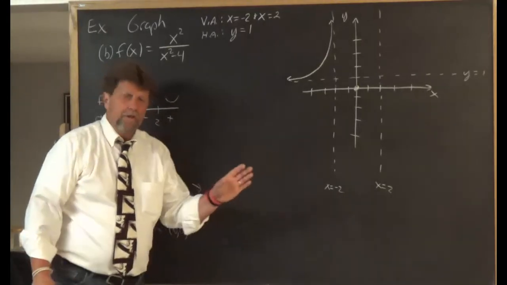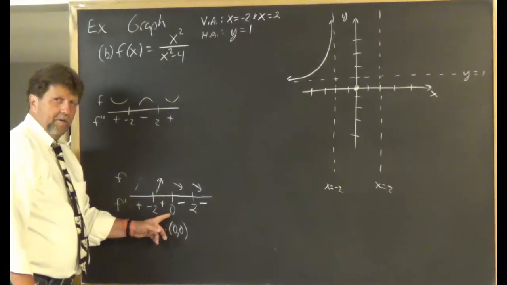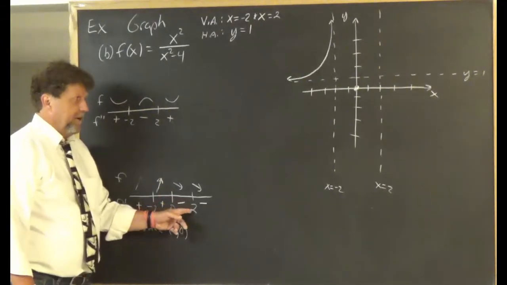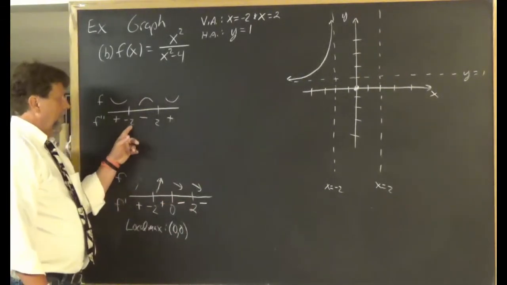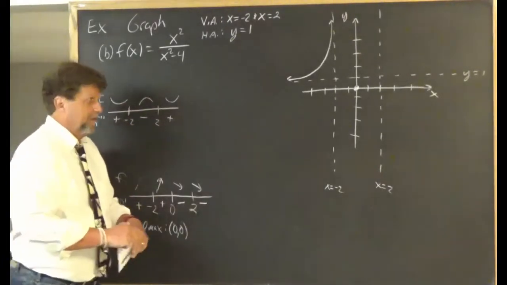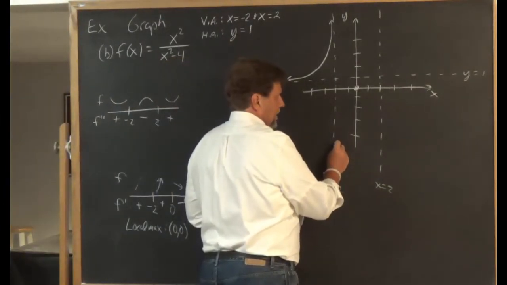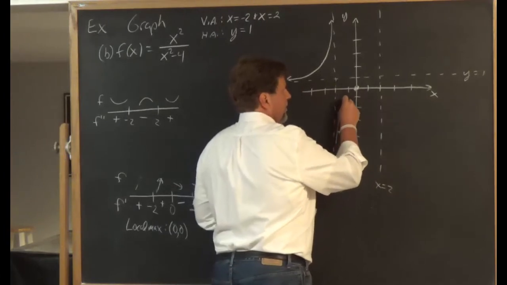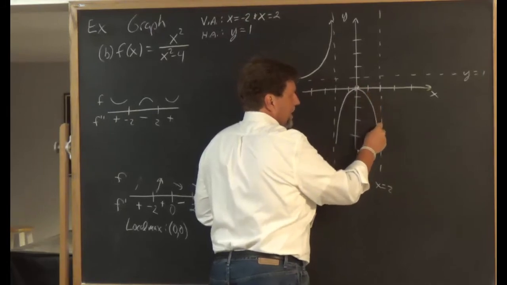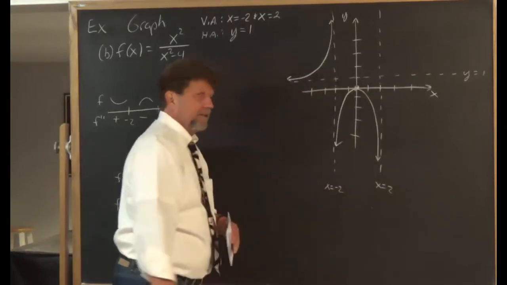Now from -2 to 2, I know the function's increasing from -2 to 0. It's a local max. And then it decreases from 0 to 2. I also know on that interval, -2 to 2, it's concave down. Concave down, tangent lines would be above the curve. So I have to start off hugging the vertical asymptote, concave down, I'm increasing, I hit the local max, I start to decrease, but I'm still concave down. I'm adhering to the meaning of what a vertical asymptote is.